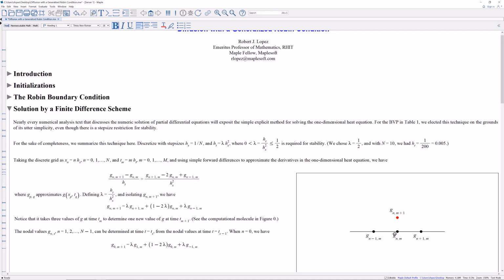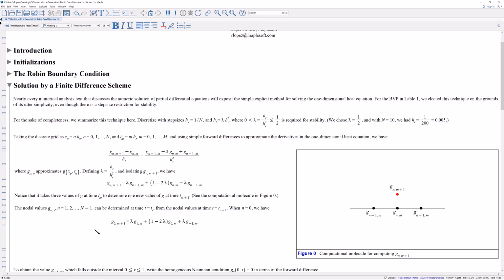At time m, it takes 3 x values to compute one new value in time, but you can only get it at the center point of this triplet. If you are at an end, then you will need a value to the left of the last x, and if you're at the right, then you need a value to the right of the last x, so you have to figure out how to get those outside values. Well, you get that from derivative conditions.